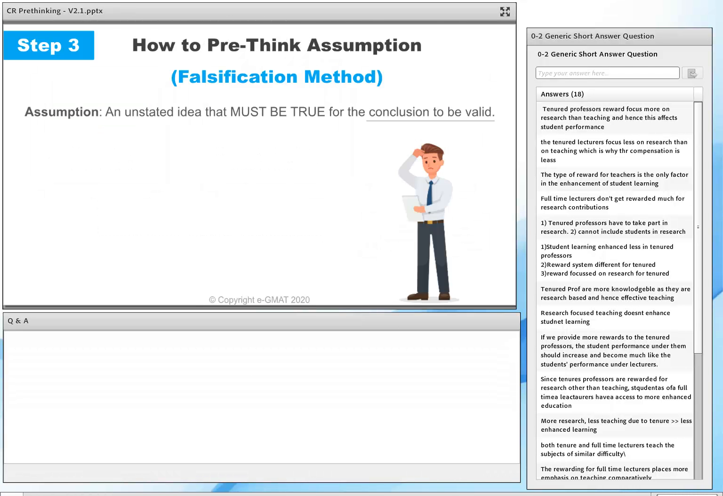When we pre-think, we formulate a pre-thinking question, and this is what we call the falsification method.